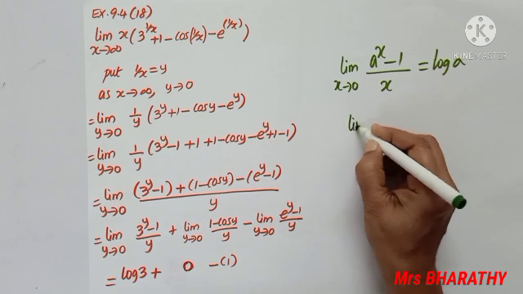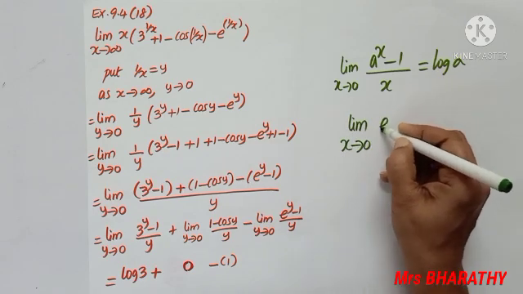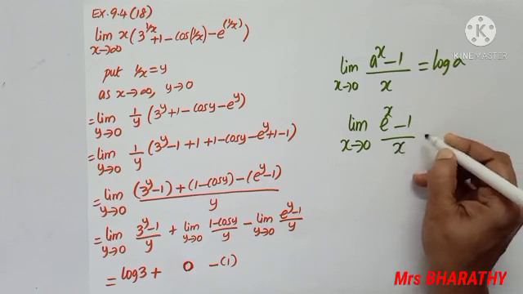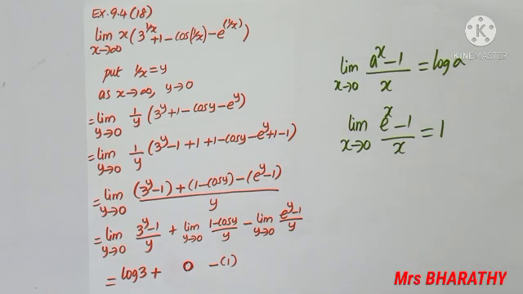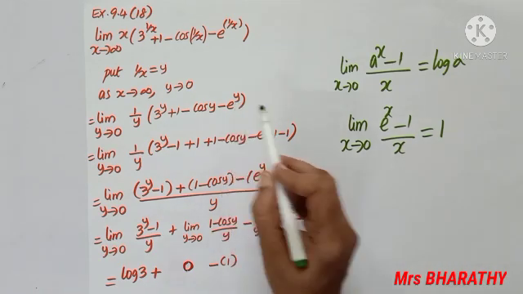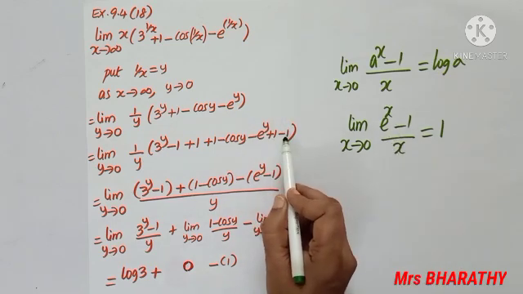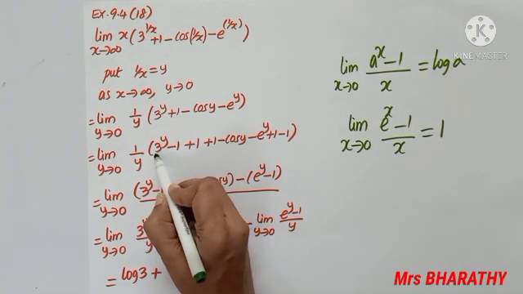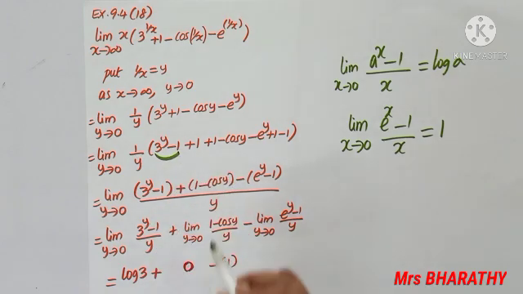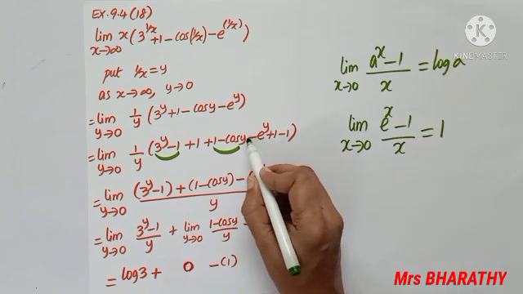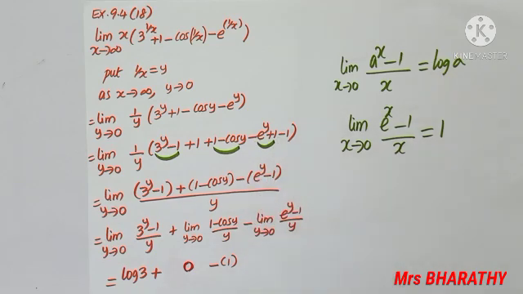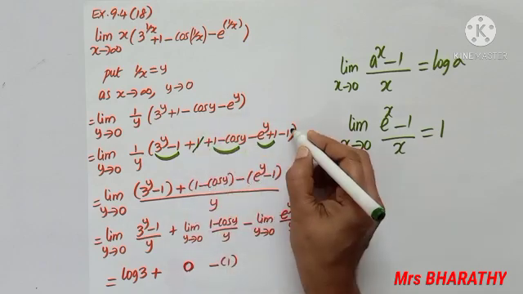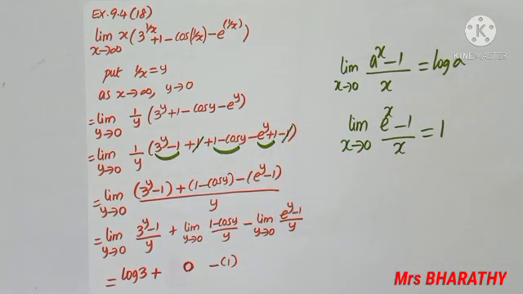Again, I have the formula limit x tending to 0, e power x minus 1 by x is 1. I have e power y. So to apply, again I need 1. So let me add and subtract 1. Now check in which way I can combine. I want 3 power y minus 1. I want 1 minus cos y. I want, if I take minus out, e power y minus 1. So this plus 1 and minus 1 is getting cancelled.